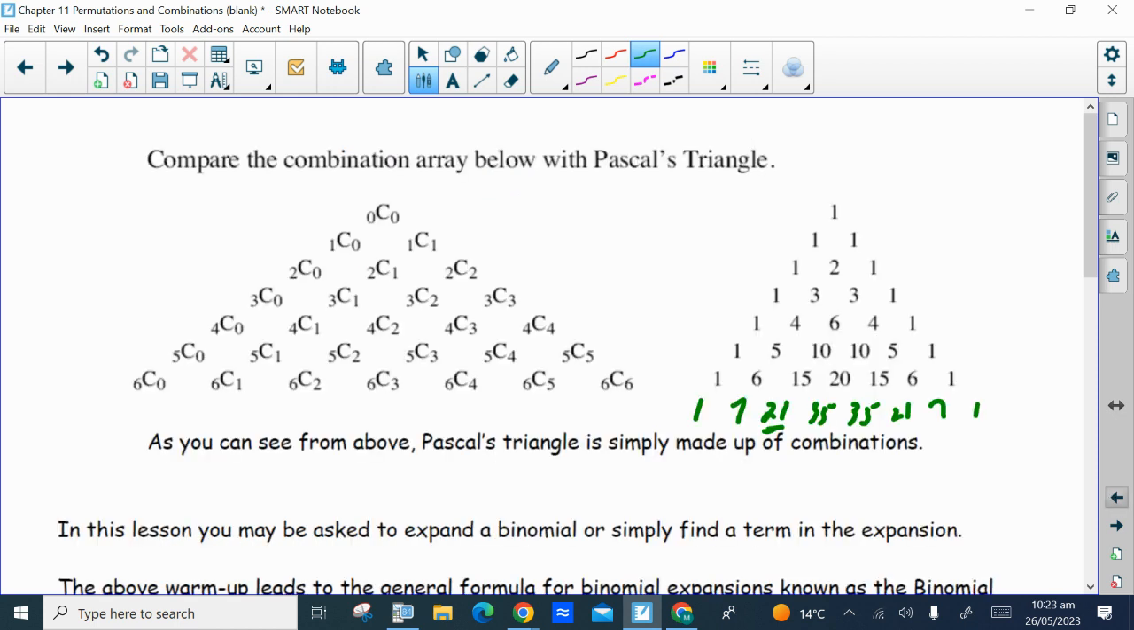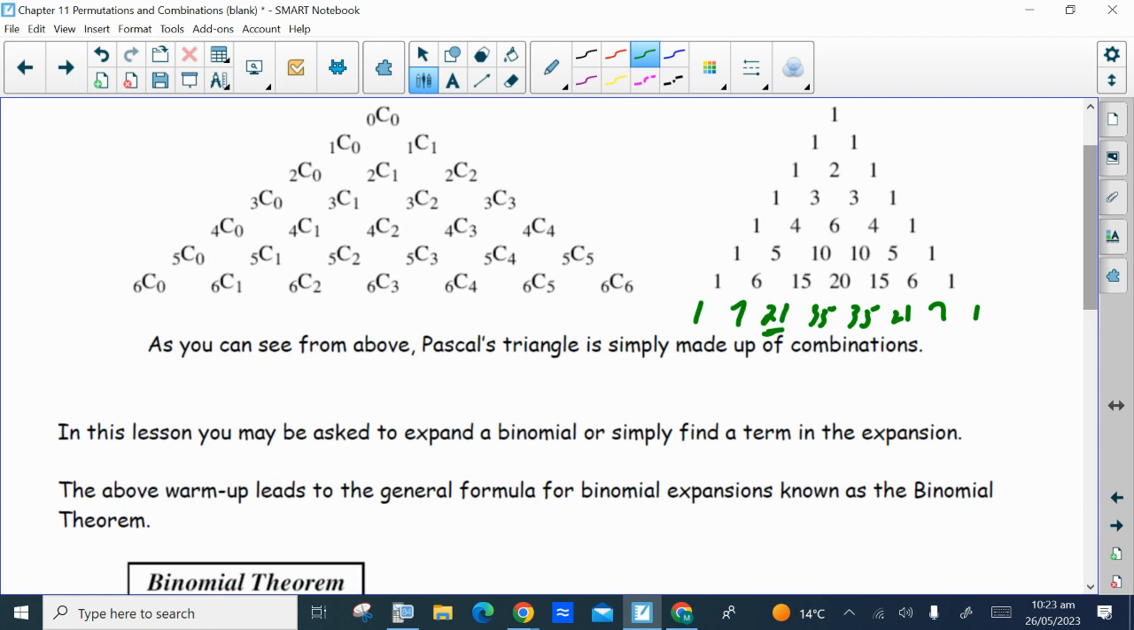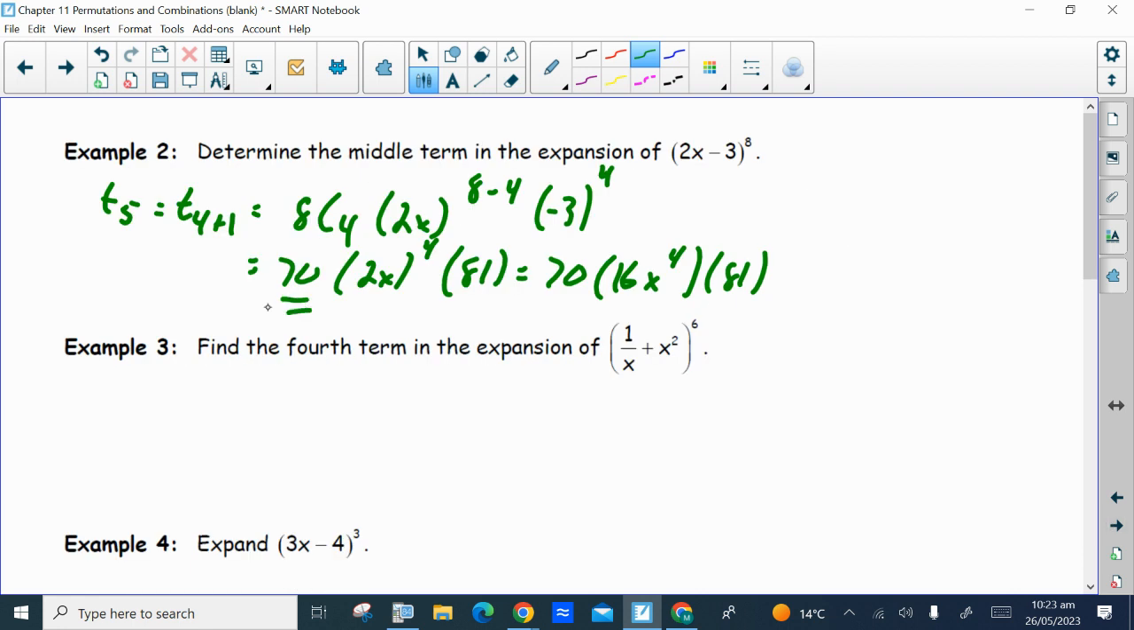Had we looked back at Pascal's triangle and done the next row, it would have been 1, 8, 28, 56, 70, 56, 28, 8, and 1. So the fifth term has a 70 there, which, there it is right there.